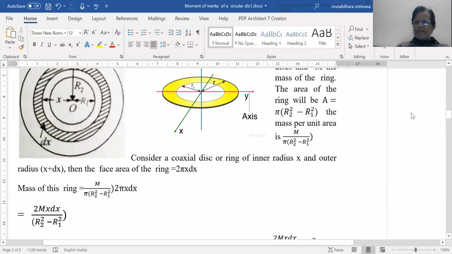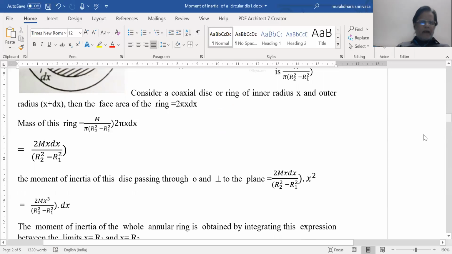So the mass of this annular ring, the face area, therefore, is equal to the mass per unit area, m by pi into R2 square minus R1 square, into 2 pi x dx. That is equal to 2m x dx divided by R2 square minus R1 square. Pi gets cancelled here as usual.